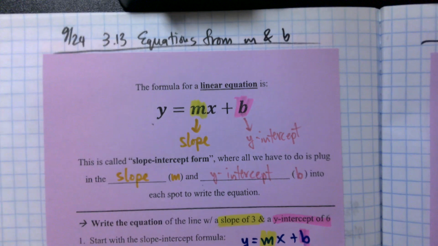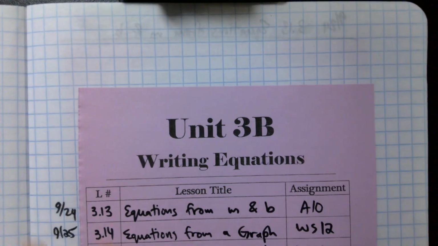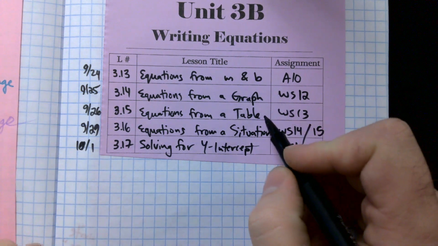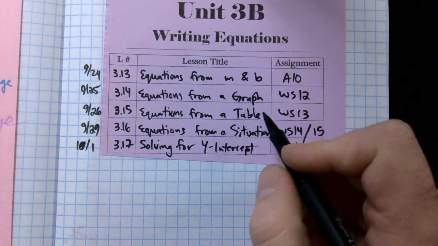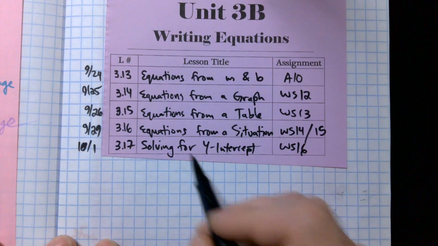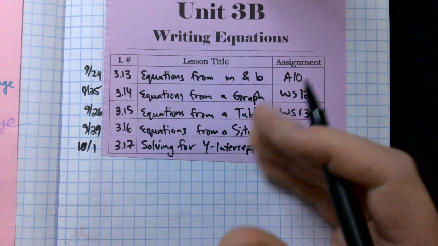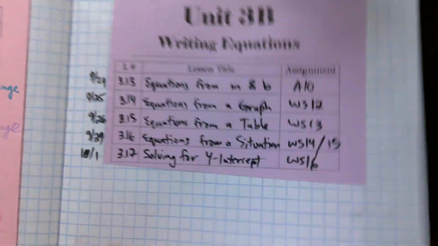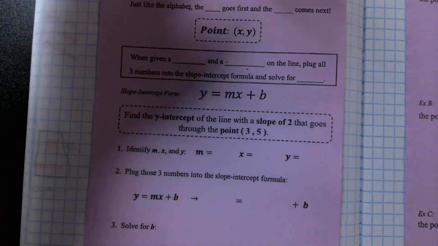So, just to recap, again, so far, we've just been writing equations. First, we had an M and B, just had to plug them in. Then we had a graph. We had to figure out what the M and B are and plug them in. Same with a table. Figure out M and B, plug them in. Situation, same thing. Figure out what's M, what's B, plug it in. But now, what if I don't know what B is?